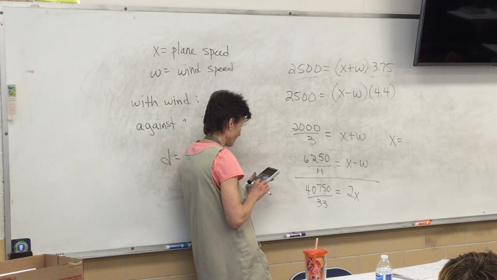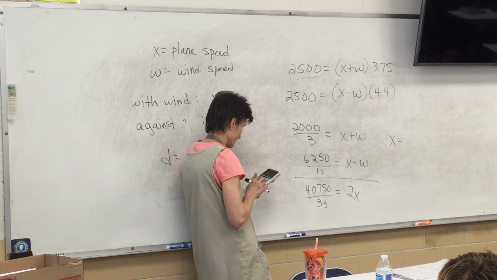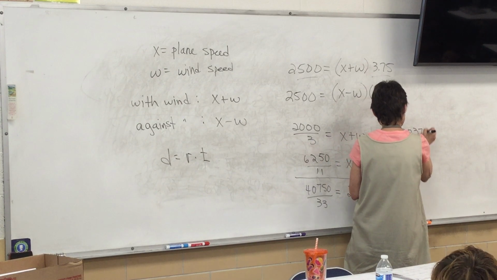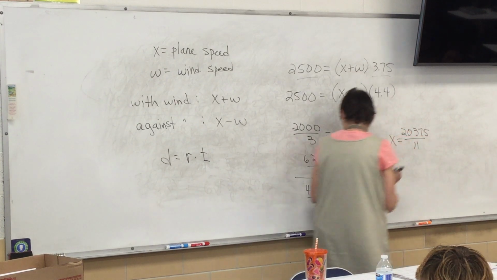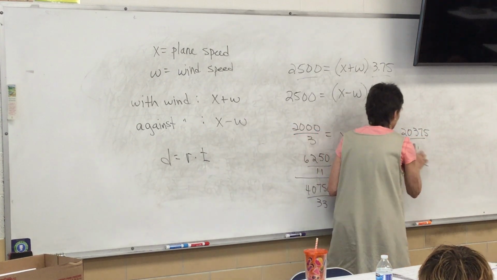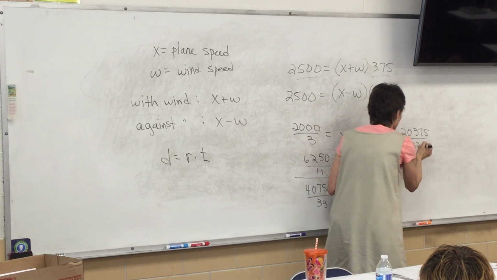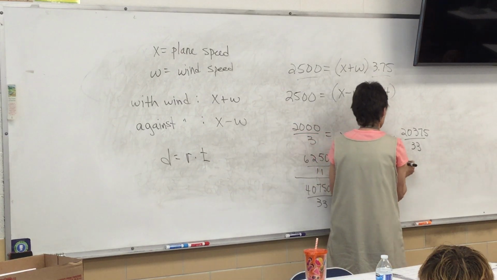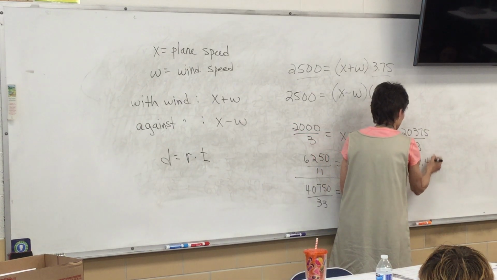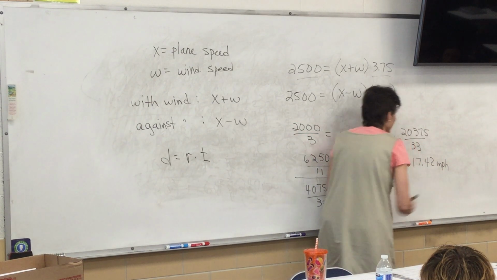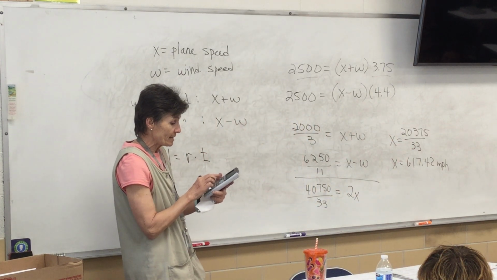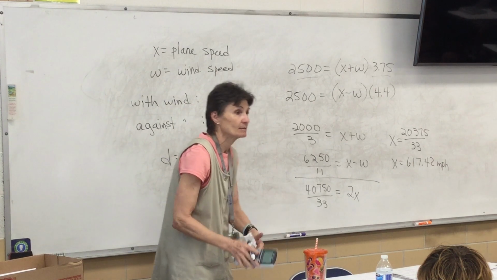So half of 40750. I should do that on the calculator. So I got 20375 over 33, which is 617.42 miles an hour. So unless I made an arithmetic mistake, the plane is flying that fast.